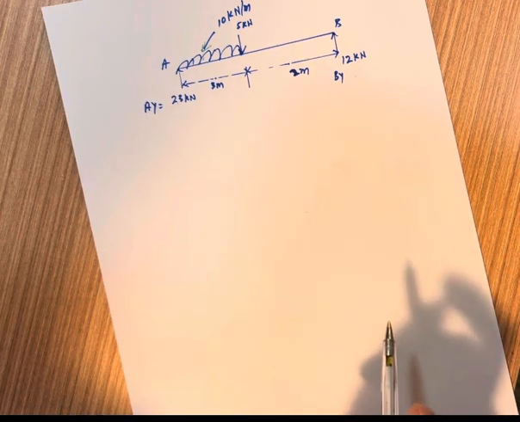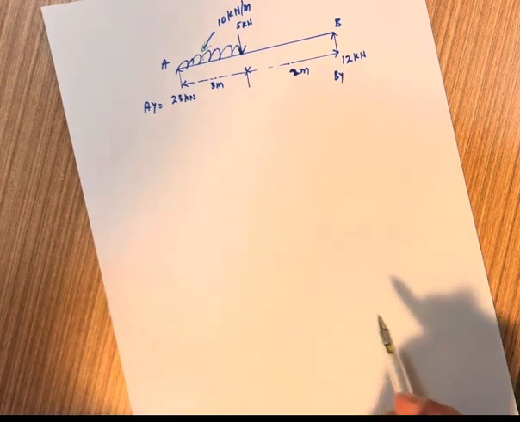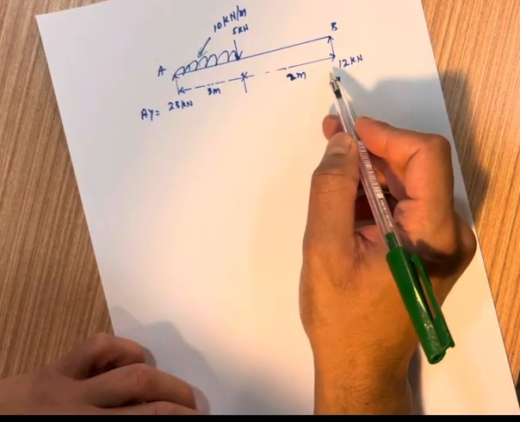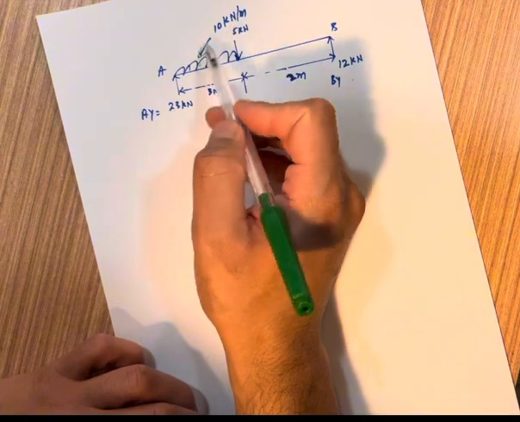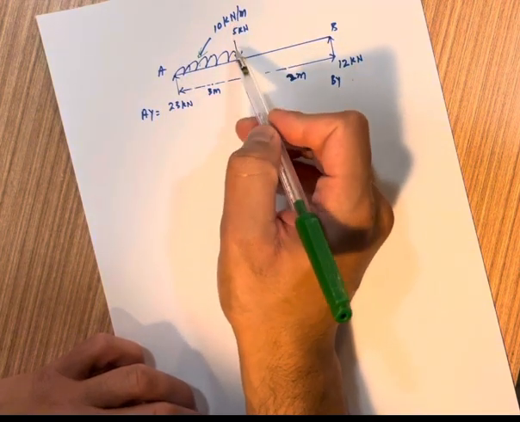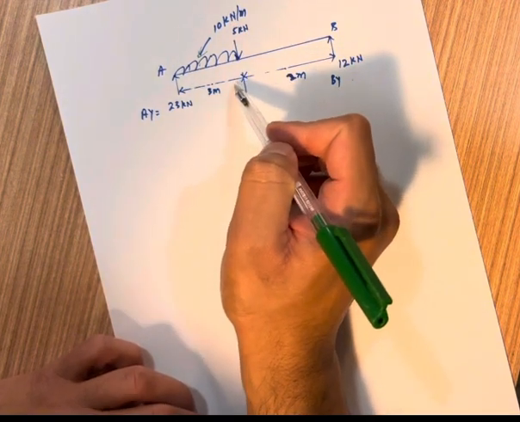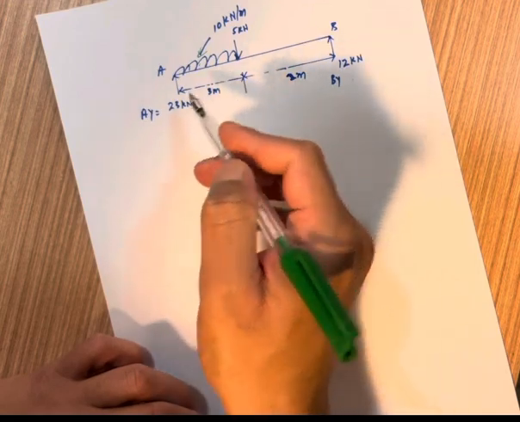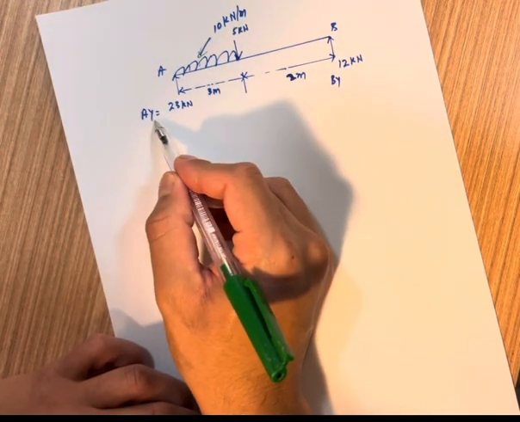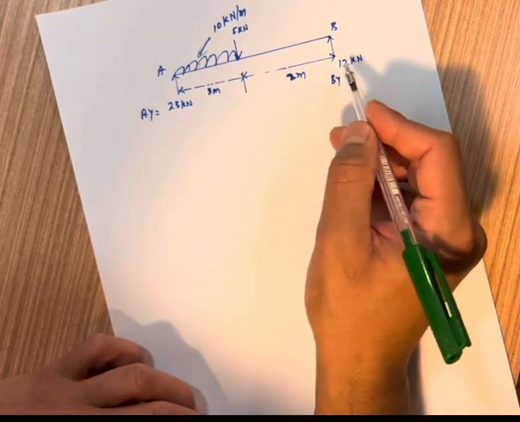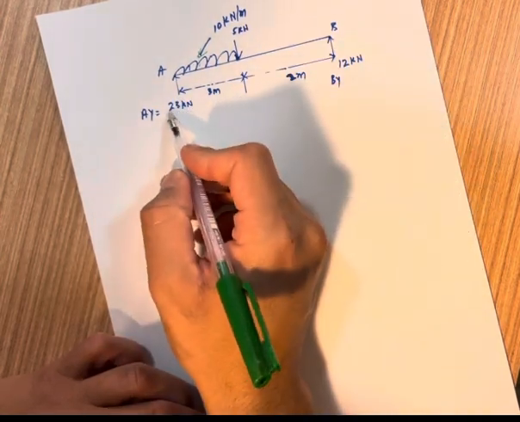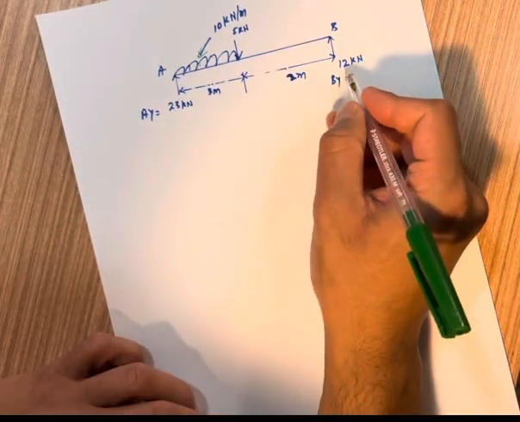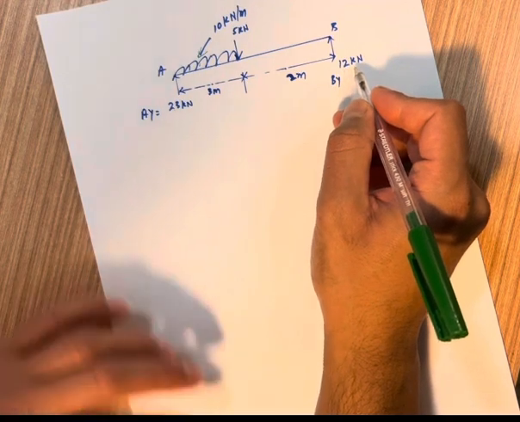We have a beam which is 5 meters, and it's a simply supported beam. We have a 10 kilonewton per meter UDL and a 5 kilonewton point load at a distance of 3 meters. We are already done with the reactions at both of the ends: AY is equal to 23 and BY is equal to 12.